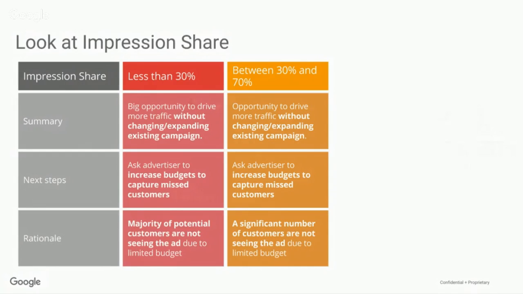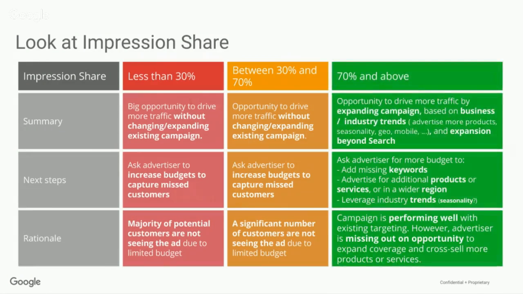Now, this is the interesting part, when your impression share is actually quite good, which by quite good, I mean about 70% and above. Of course, you want to get as close to 100 as you can, but this is not going to be possible every time. There are other factors. Showing up 100% of the time is a bit tough, especially with all the different things that are happening. But we can look at driving more traffic by expanding the campaign.